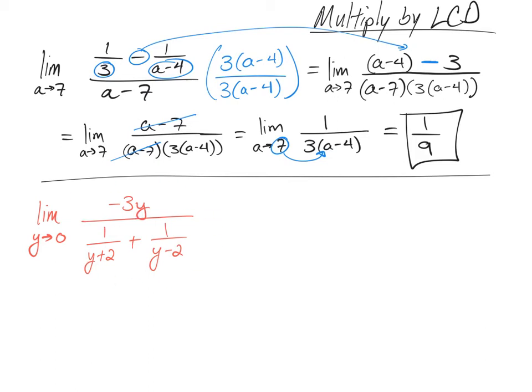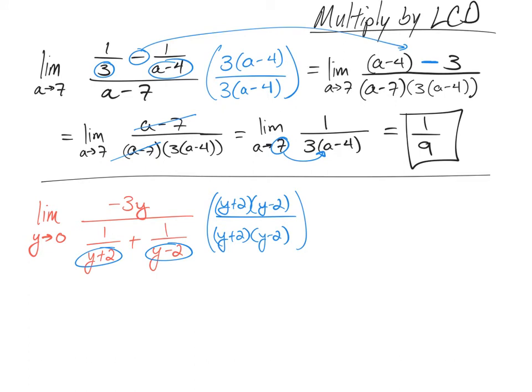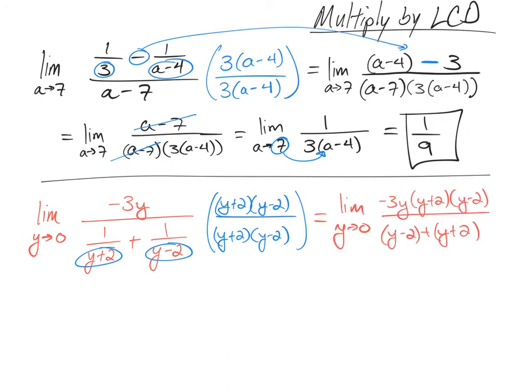So the LCD here will consist of y plus 2, y minus 2. So we will come over here and multiply times y plus 2, y minus 2, and in the denominator y plus 2 times y minus 2. And using a similar idea of what we did here, distributing the LCD to each fraction and canceling things, we will do that down here as well to give a limit of this.